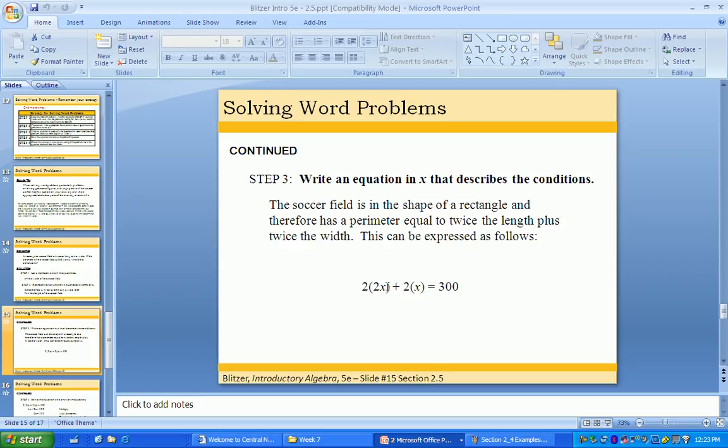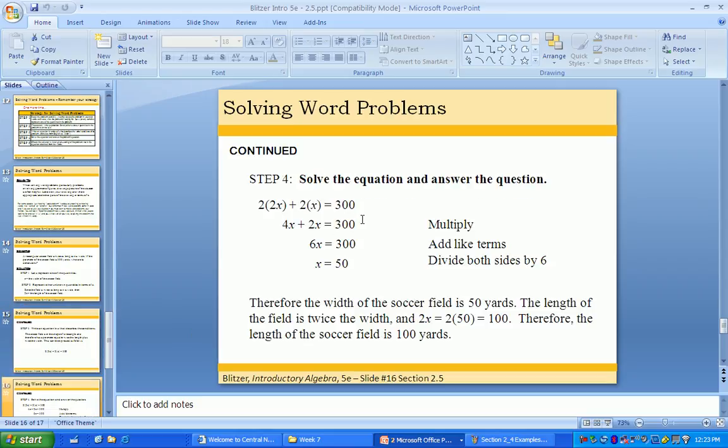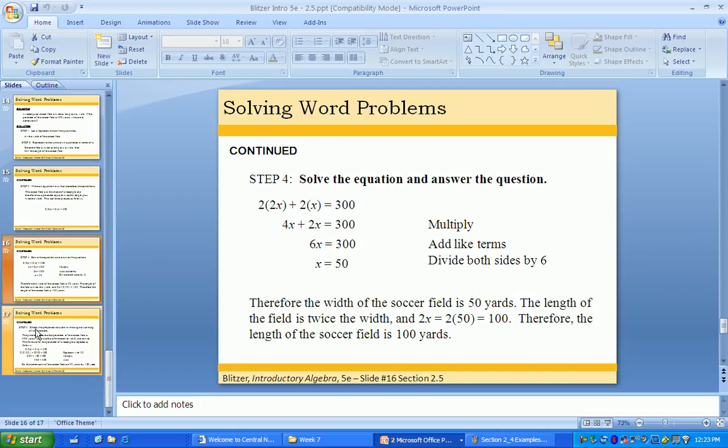So 2x plus 2l is equal to 300, and we know that l is equal to 2x. So we have this equation. We go to solve for x. Combine like terms, solve for x. X is equal to 50. So if the width is equal to 50, the length is equal to 100. Sure enough, that sounds about the size of a soccer field, right? A football field.